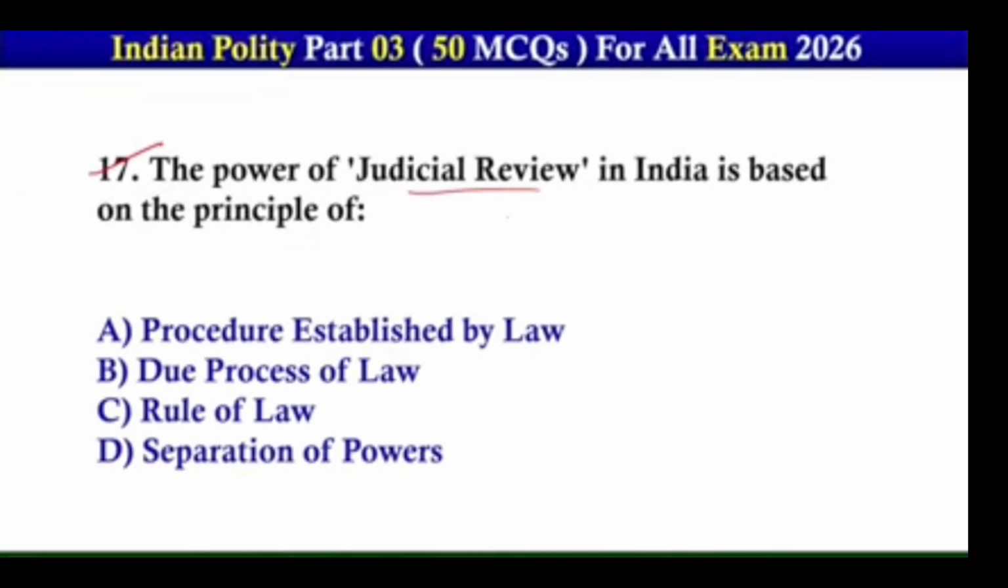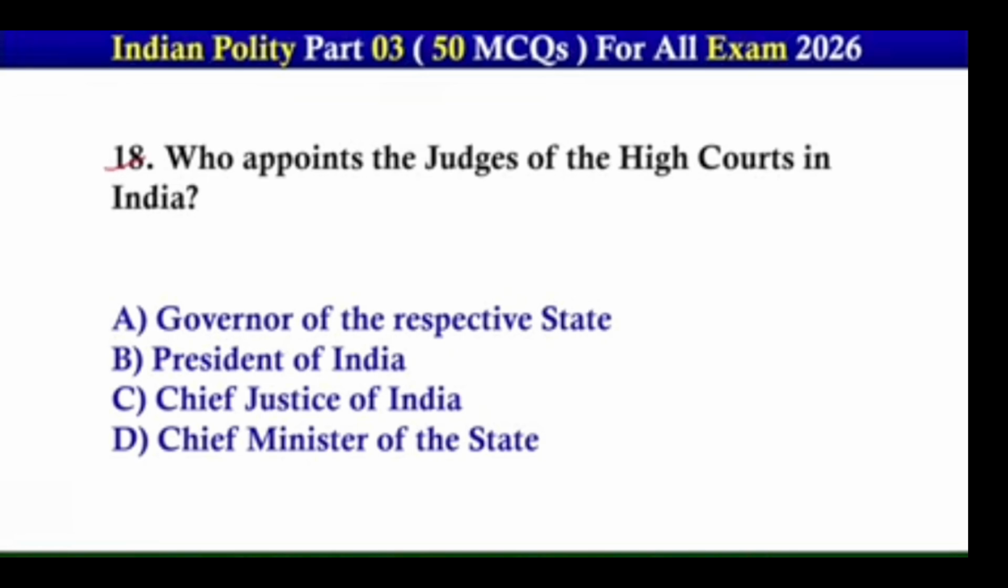17. The power of judicial review in India is based on the principle of option number A, procedure established by law. 18. Who appoints the judges of the high courts in India? Option number B, President of India.